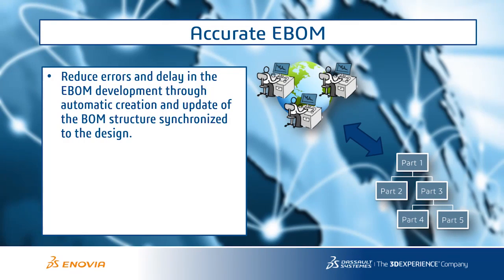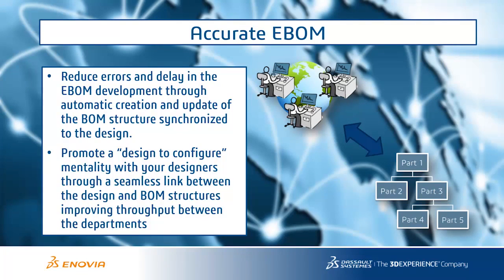In this environment with Enovia, we can synchronize to the design data so that the errors are minimized and in many cases removed. With this bill of materials structure, we can promote a design-to-configure mentality with your engineers and designers, because there is a seamless link between the design and the bill of material structures. You have improved collaboration and throughput between these departments, but you also have the ability to share the bill of materials outside the engineering world to enable integrating with ERP.